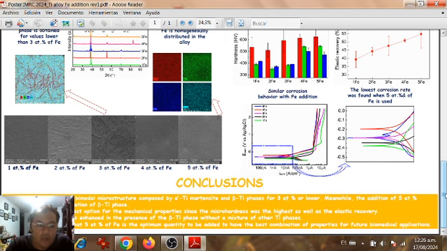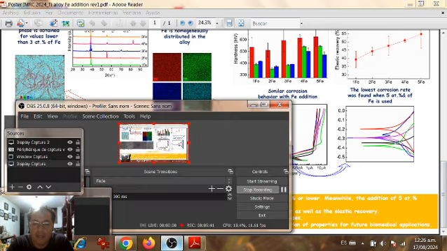After that, we conclude that 5% of iron is the optimum quantity to be added to the alloy in order to get the best combination of properties for future biomedical applications.